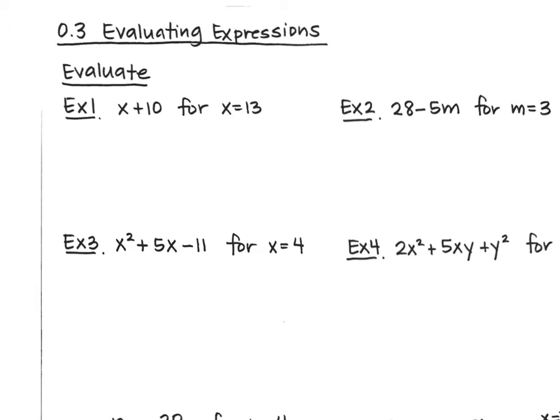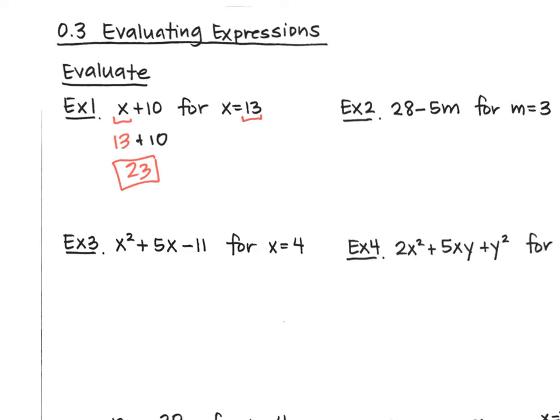Okay, for example 1, it says evaluate x plus 10 for x equals 13. So the first step is I'm going to substitute. It tells me that x is 13. So where the x is, I'm going to rewrite it as 13. Instead of writing x, I'm going to write 13, and then bring down the plus and the 10, the same. So x plus 10 is really 13 plus 10. This is the substitution step. You must show the substitution step. Now to evaluate it, 13 plus 10 is just 23. But do make sure you show the substitution step and then evaluate the answer.